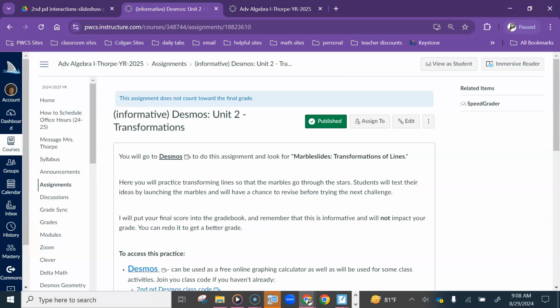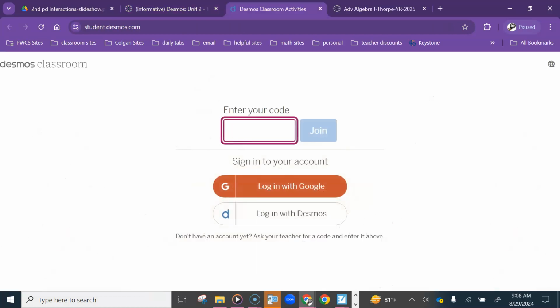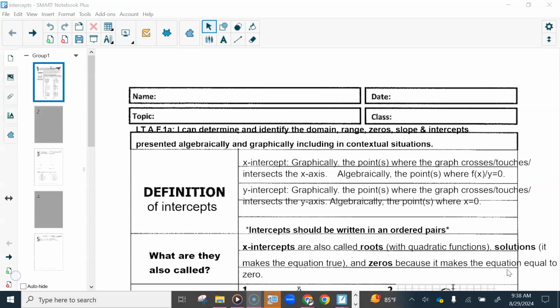And you can click on Desmos. And when you go into Desmos, you're going to log in with Desmos. If you have not joined the Desmos class code, you will need to raise your hand and I'll help you do that. But if you've already joined, you can go ahead and log in with Desmos and start the Marbles transformation activity. So talk through this a bit and see if you have time for this activity. If you don't, it's okay.